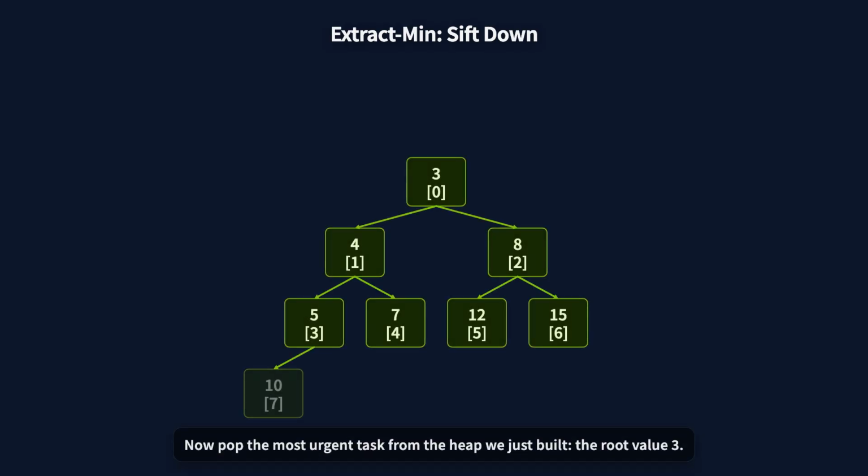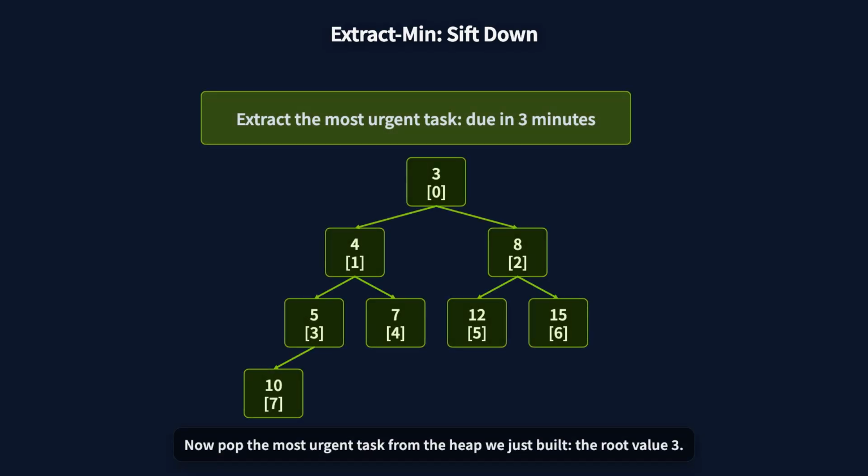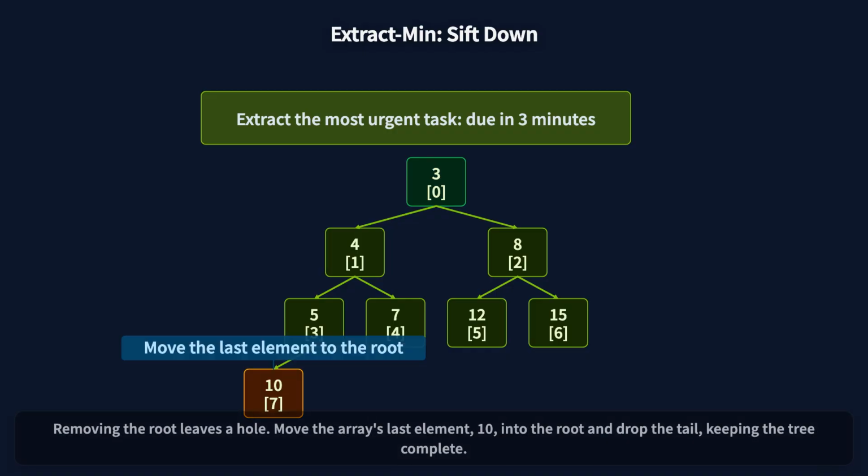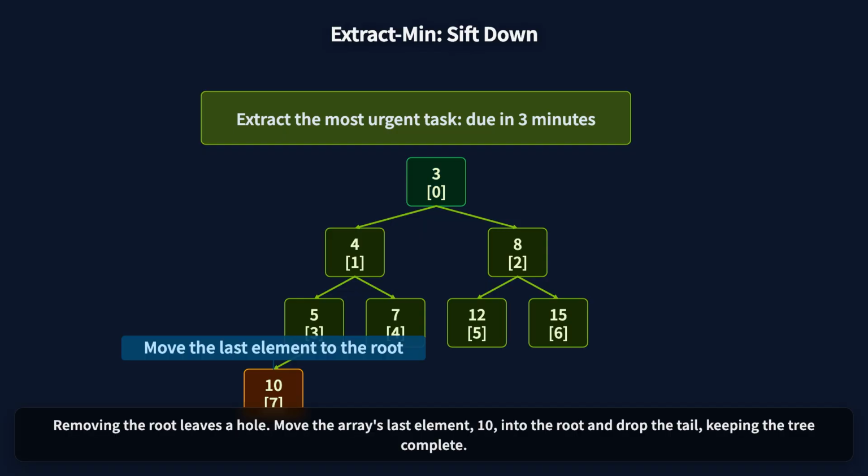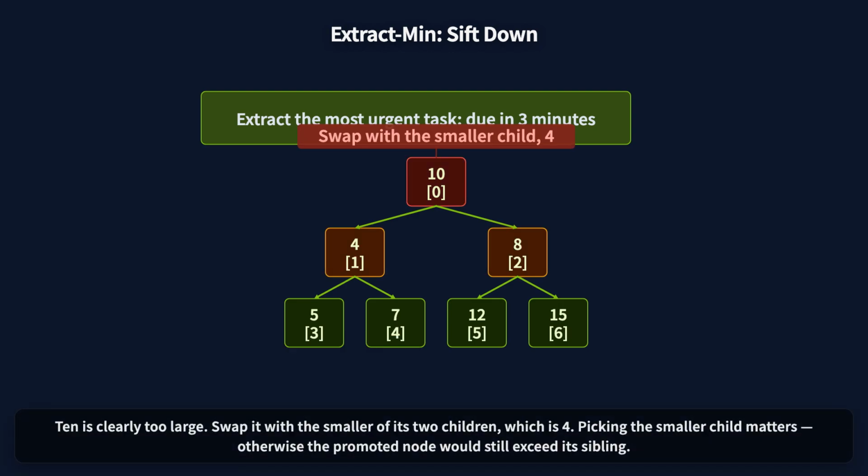Now pop the most urgent task from the heap we just built, the root value 3. Removing the root leaves a hole. Move the array's last element, 10, into the root and drop the tail, keeping the tree complete. 10 is clearly too large. Swap it with the smaller of its two children, which is 4.